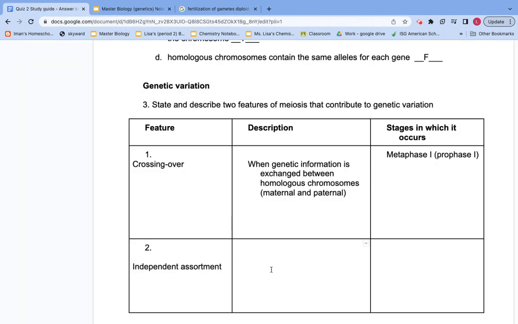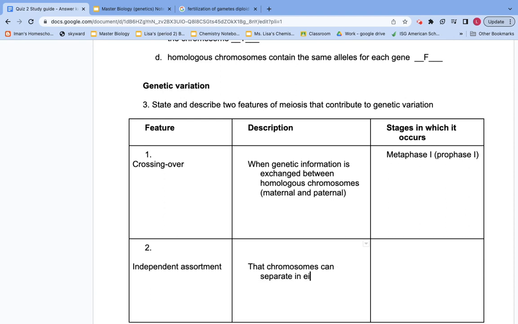So independent assortment means that chromosomes can separate in either direction during anaphase. When does this happen? It happens in anaphase 1 and anaphase 2. In anaphase 1, it's the homologous chromosomes that are separating. And in anaphase 2, it's our sister chromatids that can go in either direction.